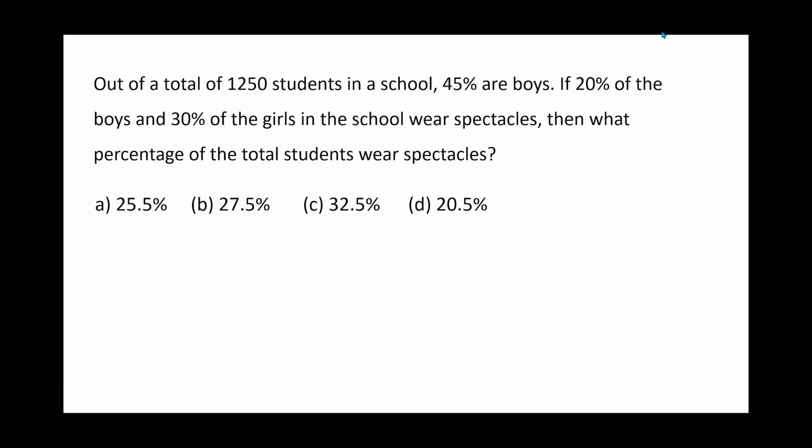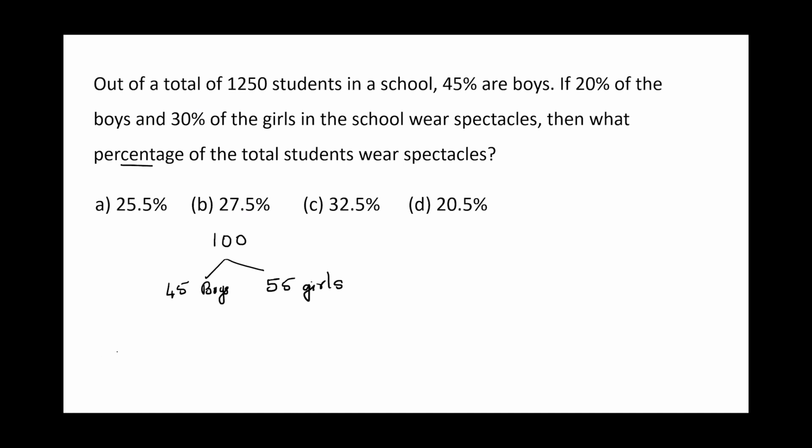Usually if you take 1250 students into account, the calculation becomes lengthy. So here, if you use percentage as a tool, if you check what the question is asking you, it is asking you what percentage of the total students wear spectacles, right? So here you can consider the total students as 100, right? Because the question is asking you to find the percentage. So out of 100 students, you have 45% of 100, that is 45 boys, and remaining 55 girls. And we are interested only in the number of students who are wearing spectacles.